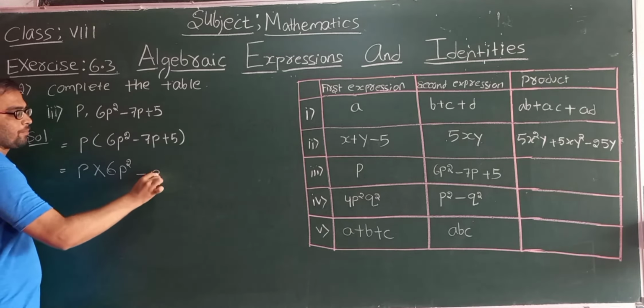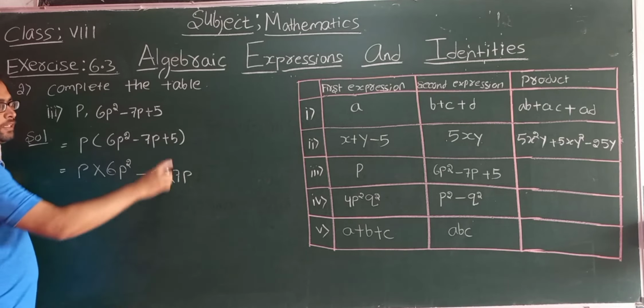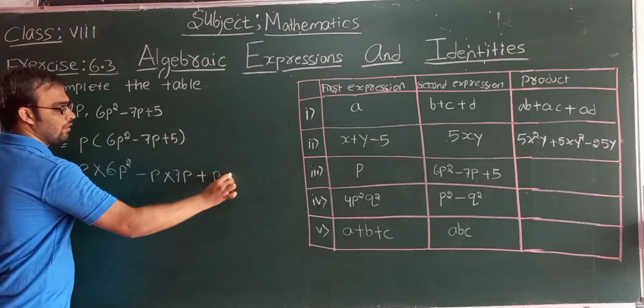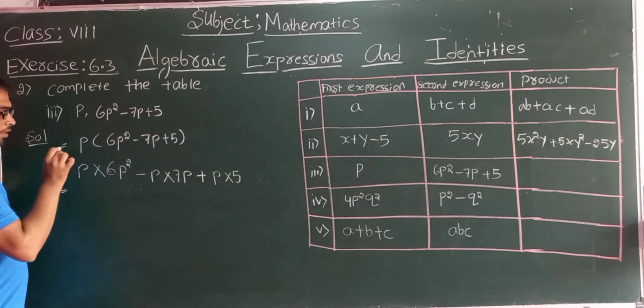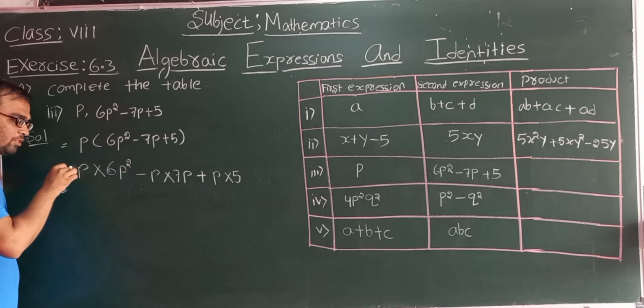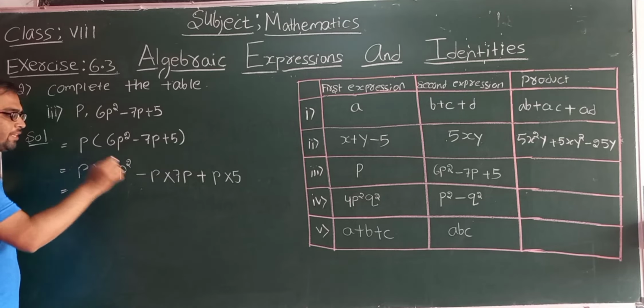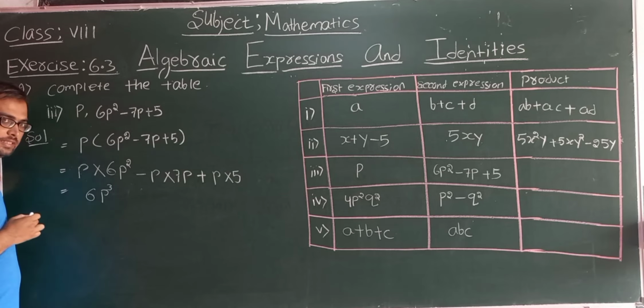here minus is there, so write minus. Next this p with 7p. Okay, here plus is there, so write plus. Next this p with 5. Okay, and now here nothing is there, 1 will be there. Okay, so 1 6 are 6. Here p is there, here p square is there, so p into p square is what? P to the power 3.